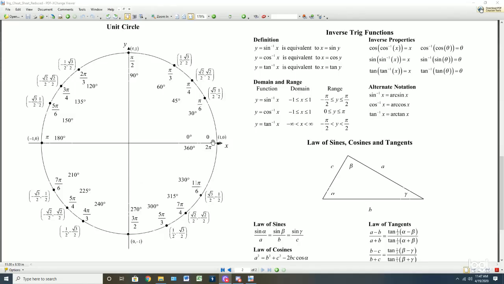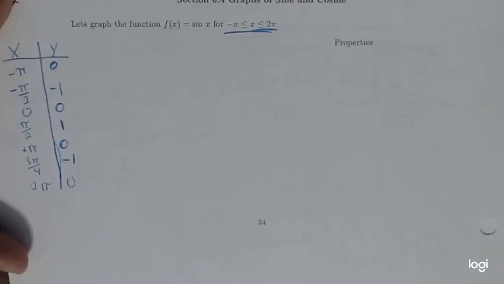So at 0, the y value is 0. At pi over 2, the y value is 1. At pi, the y value is 0. And almost done. At 3 pi over 2, the y value is negative 1. And then finally back to 2 pi, where it's again 0. So that's how we do the t-chart using the sine function.